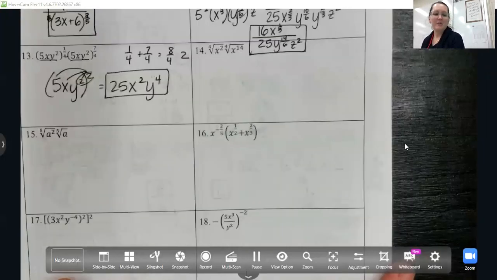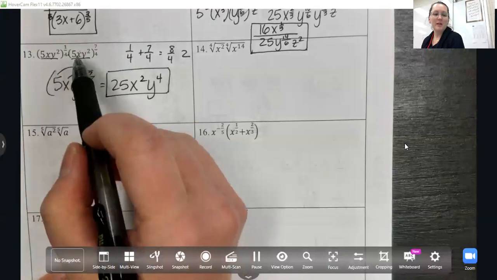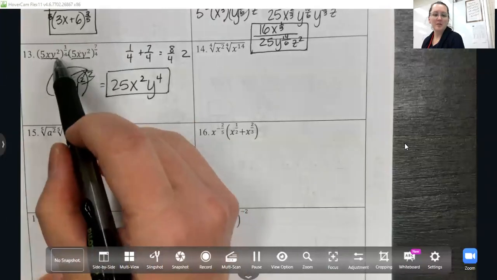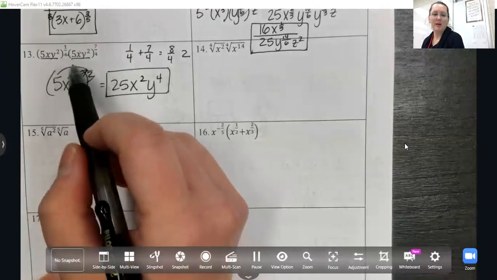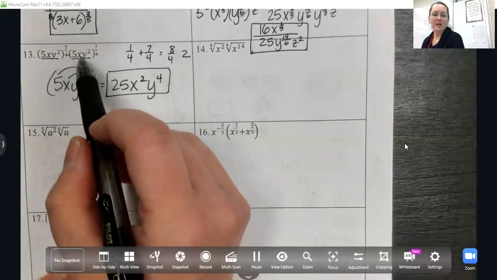All right, so before you do any distribution of the exponents, just see if your terms are the same, okay? And in this case, they are, and you can add the exponents.